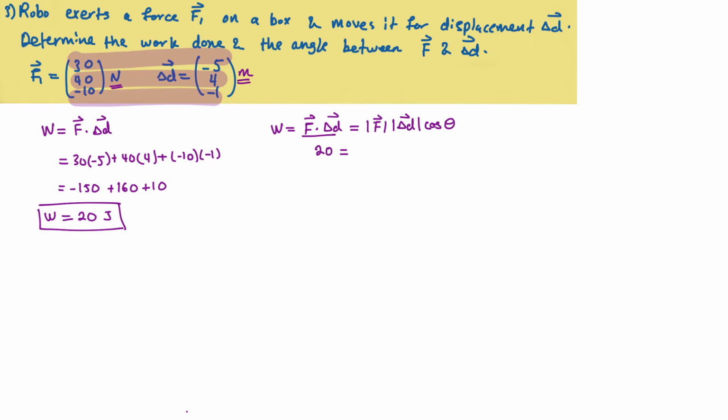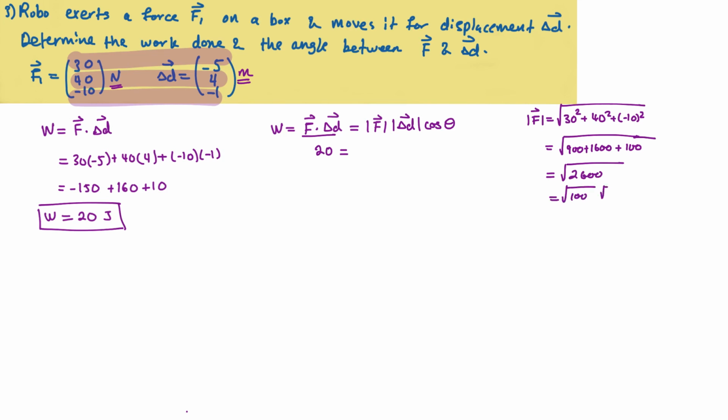We need to calculate a few things on the side here. The magnitude of force is equal to the root of the x component squared plus the y component squared plus the z component squared. And that is equal to 900 plus 1600 plus 100, which will end up being a root of 2600, which can be simplified as root of 100 times 26, and that's 10 root 26.